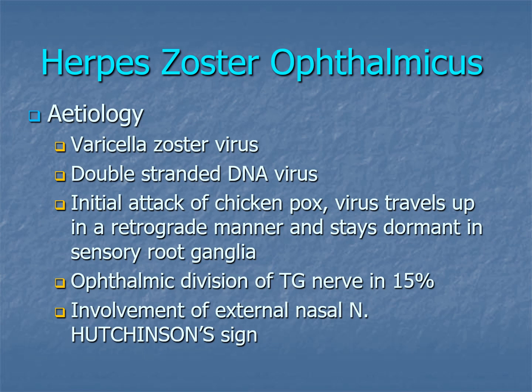nerve. Whenever there is involvement of the external nasal nerve, that is called Hutchinson's sign. Lesions on the side of the nose and tip of the nose are present. It means the external nasal nerve is involved, which is a branch of the nasociliary nerve. So there are more chances of involvement of the eye, having ocular complications.